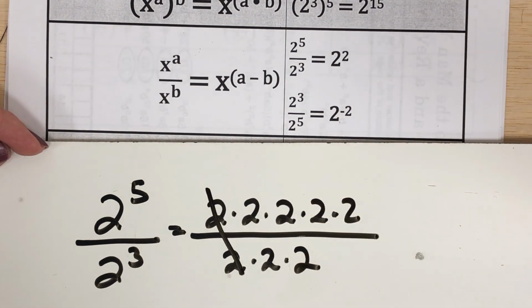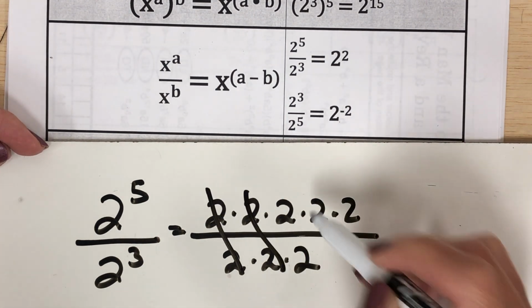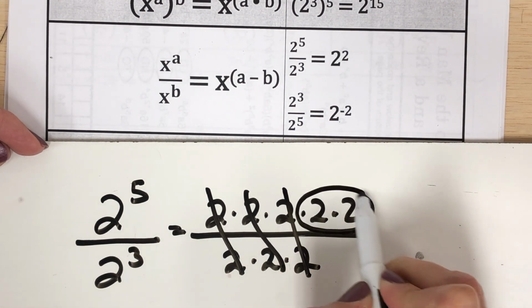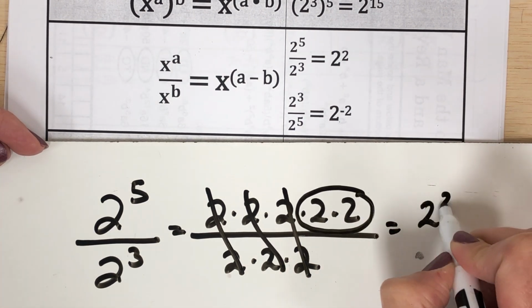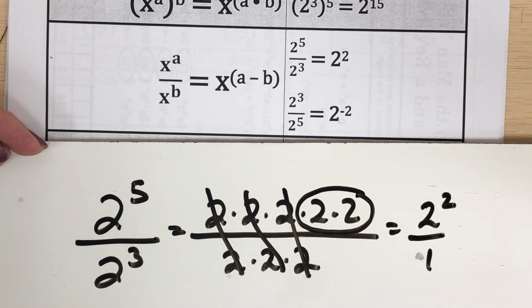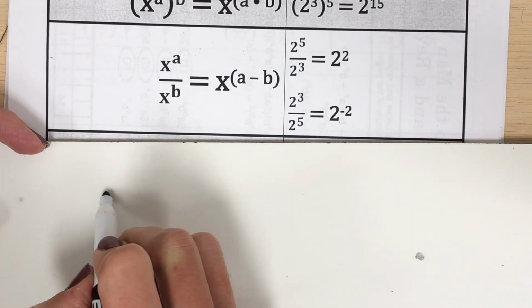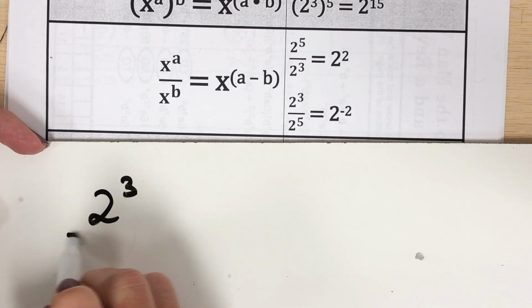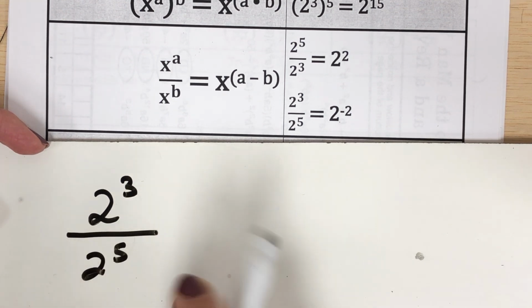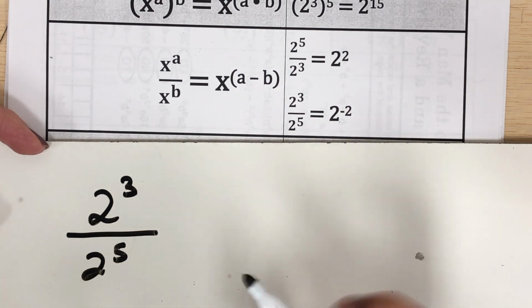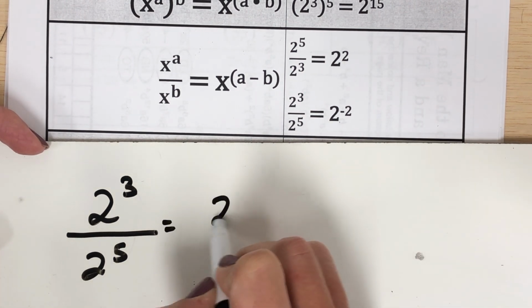2 divided by 2 is 1. I am left with 2 2's on the top and nothing on the bottom. So that's a reminder that 5 minus 3 is 2. That's where that one goes. And if you have them flipped, it's the exact same principle, but if you have more exponents on the bottom than you do on the top, you're going to have more left over on the bottom.